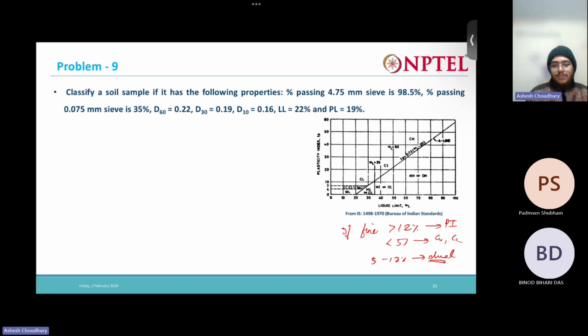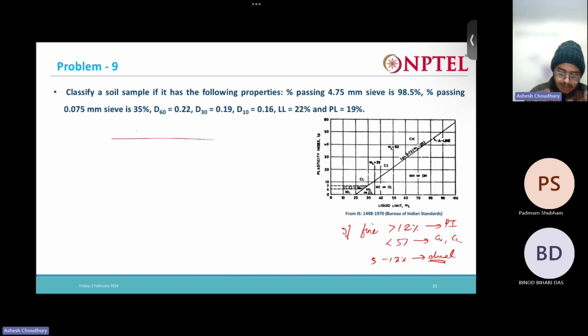You are saying fine soil. Why fine soil? Let us see. It is not fine, it is sand. Coarse soil: sand and gravel both are coarse soil. Why is it a coarse soil? Less than 50% is passing through the 75 micron sieve, and more than 50% is passing through the 4.75 mm sieve.